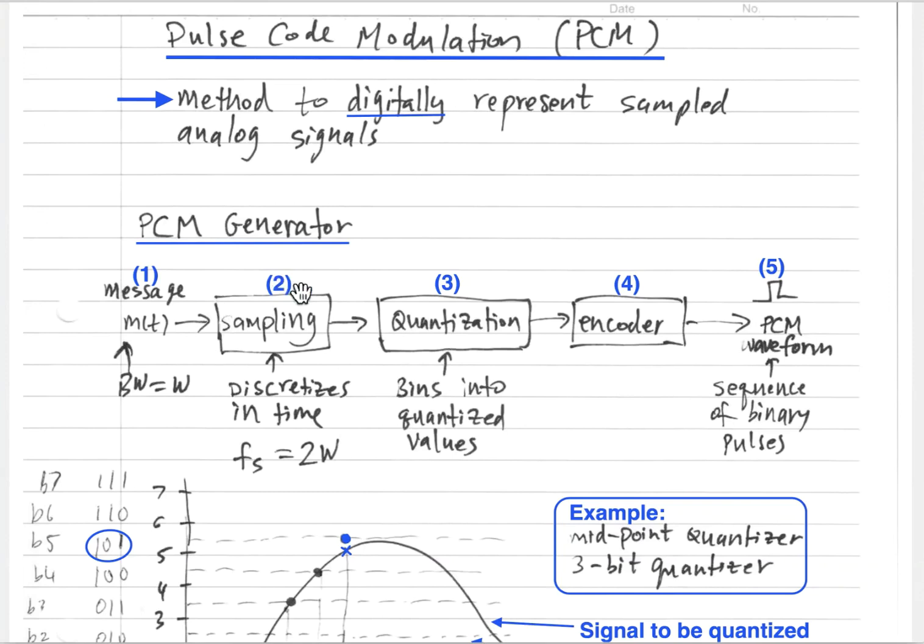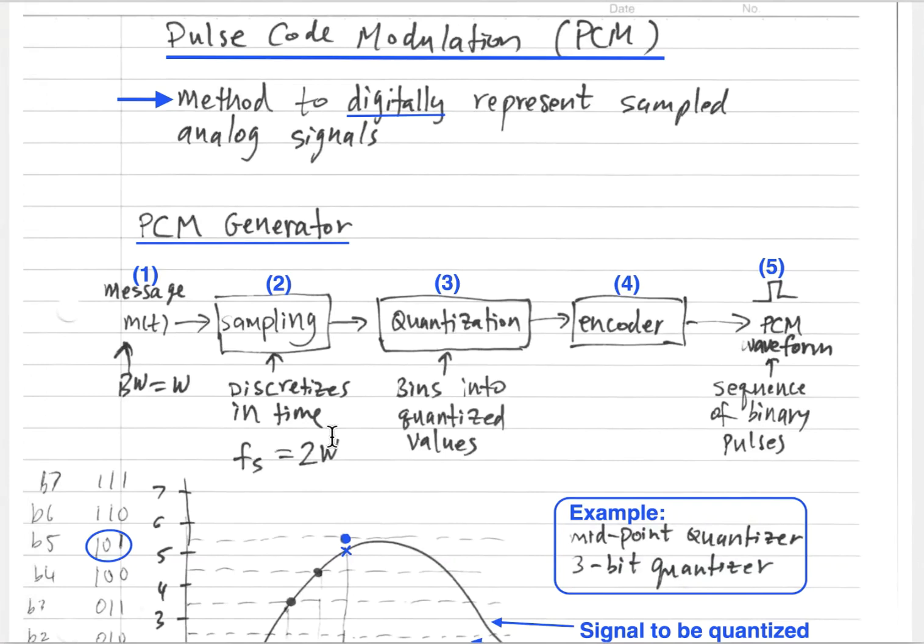Block 2 is a sampling block. It discretizes in time, and when you sample, you need to have a sampling frequency. We're going to assume the sampling frequency is 2W. Can you guess why the sampling frequency is 2W? Could I have it be less?